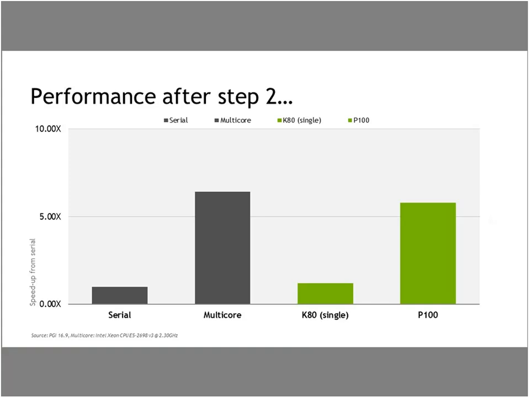Now, we ended last week. We started with the serial code. I added OpenACC, and I ran it on 3 different platforms. One is a multi-core CPU. In this case, it was a fairly recent CPU. I ran it on a K80 GPU.